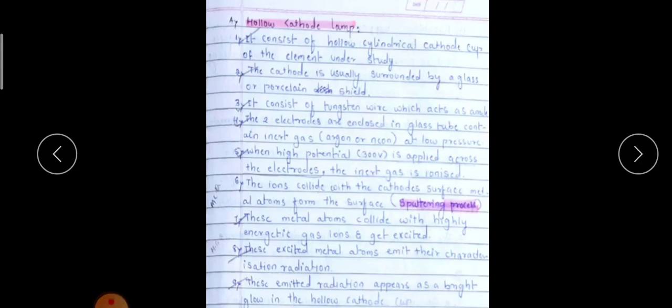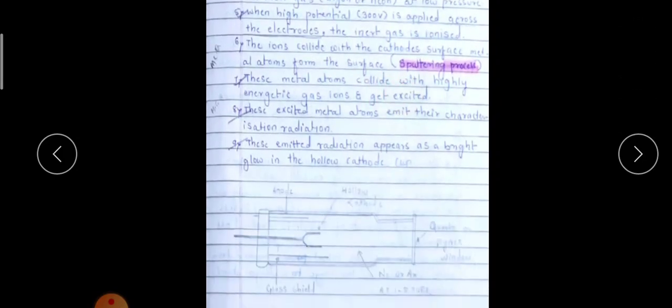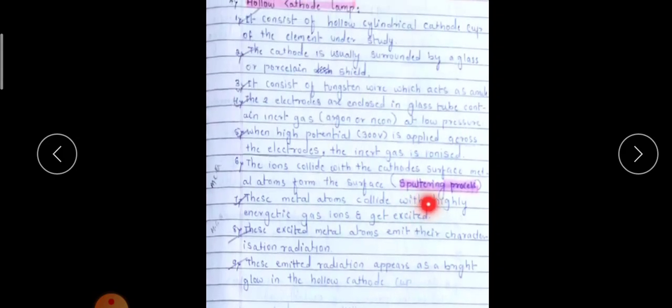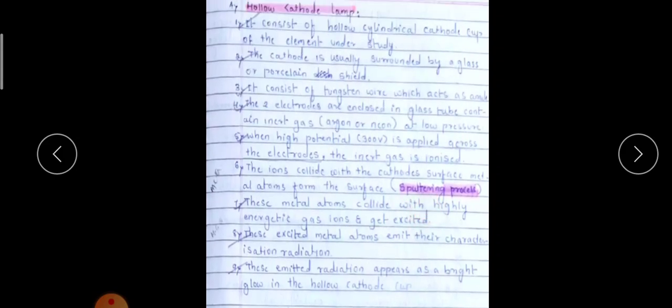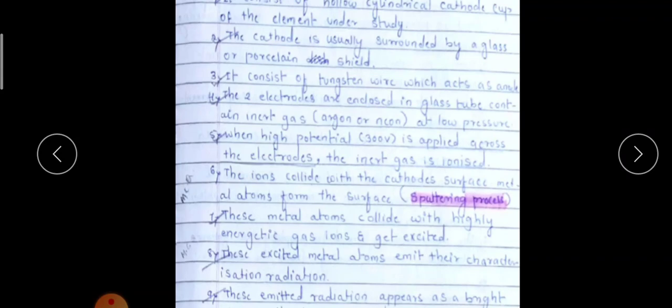The hollow cathode lamp consists of a hollow cylindrical cathode cup of the element under study. Which element we have to study, for that purpose we have to use that particular hollow cathode lamp. The cathode is usually surrounded by a glass or porcelain shield. It consists of a tungsten wire which acts as the anode. The two electrodes are enclosed in a glass tube containing inert gas, argon or neon, at low pressure.